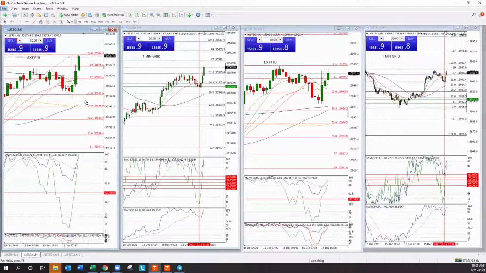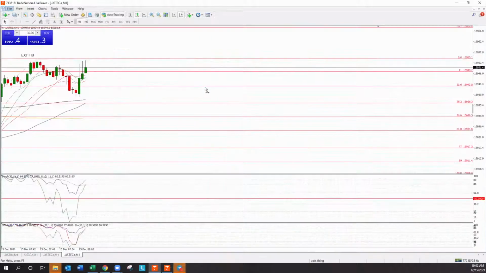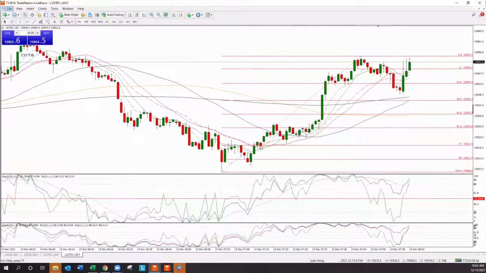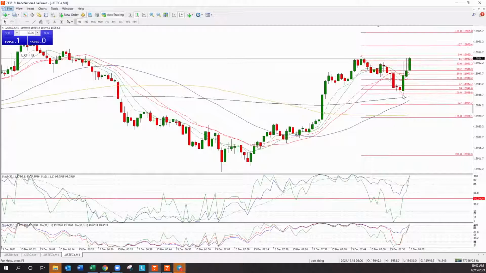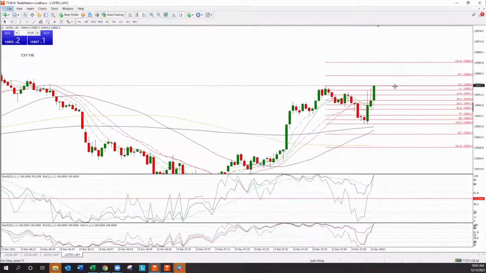Okay, I don't have an extension foot on the Dow. I do, however, have it on US tech. Let's do that measurement. It's breaking trade now, 4 points. It's not worth it.